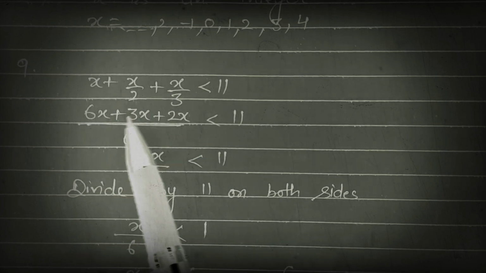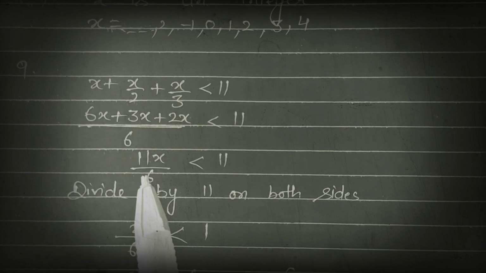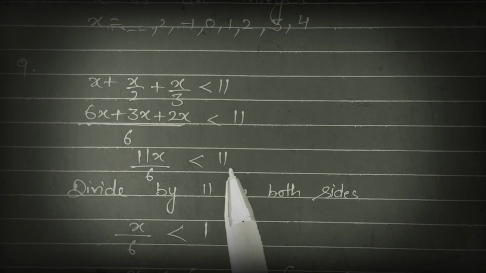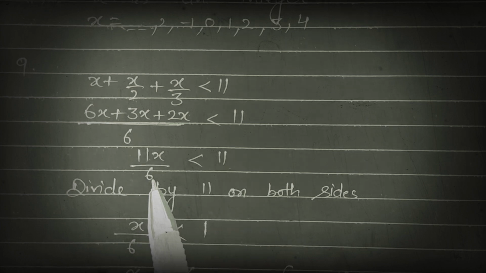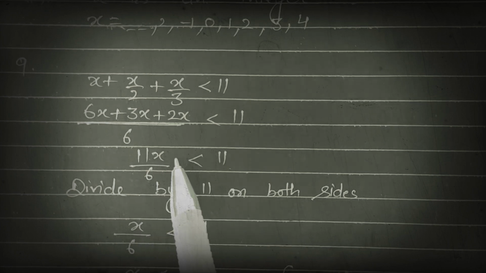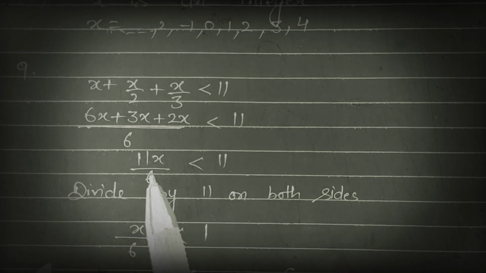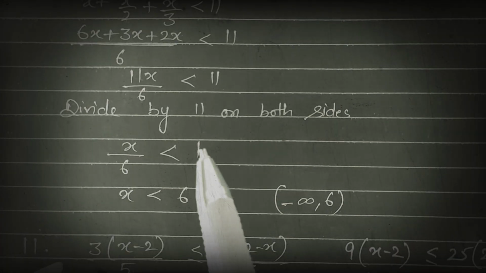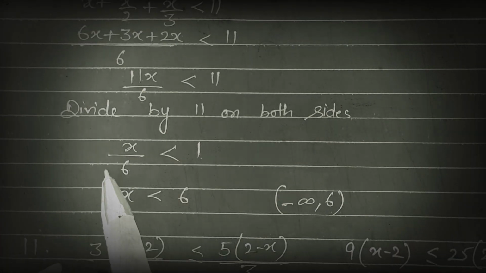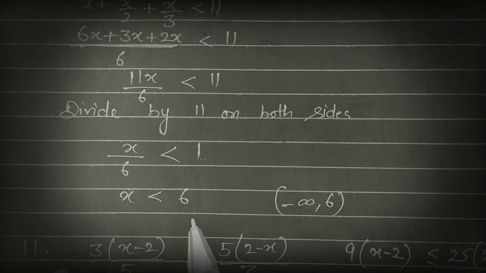So firstly we will take the LCM of this. This is 2 3s are 6. So we will get 11x upon 6 less than 11. And we want to cancel 11 and 6, so we can multiply by 6 by 11 on both sides, or divide by 11 on both sides. So divide by 11 on both sides, so it will be x upon 6 is less than 1 because 11 cancels with 11, it is x by 6 less than 1, then x will be less than 6.